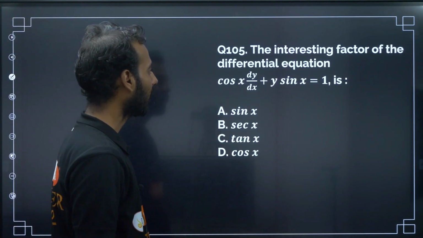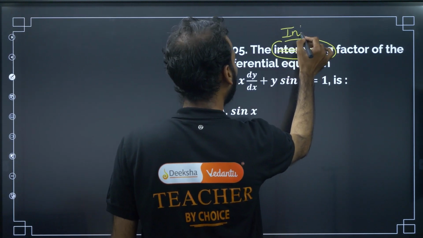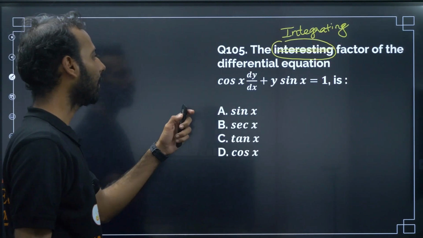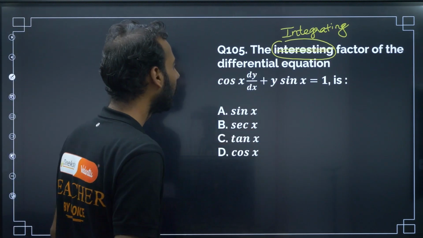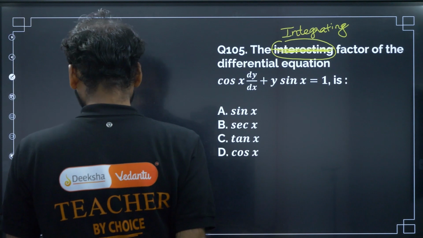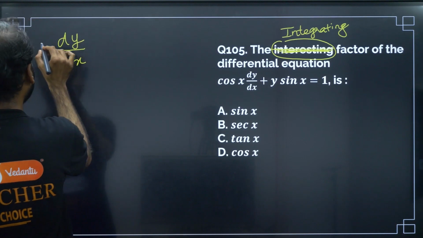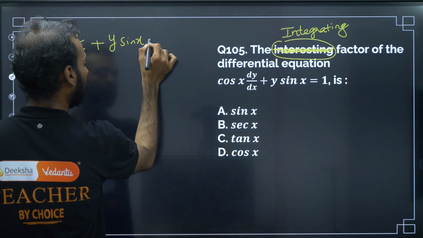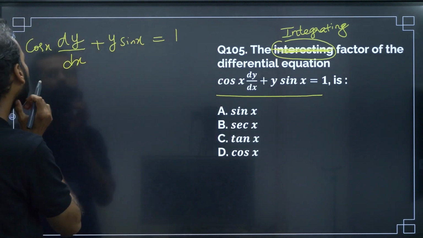Next, the integrating factor question. The person who typed it doesn't know maths, so he made some error, just forgive him. It is the integrating factor of the differential equation cos x dy by dx plus y sin x is equal to 1. We have to find the integrating factor, not interesting factor. Let me write the differential equation here: cos x dy by dx plus y sin x is equal to 1.